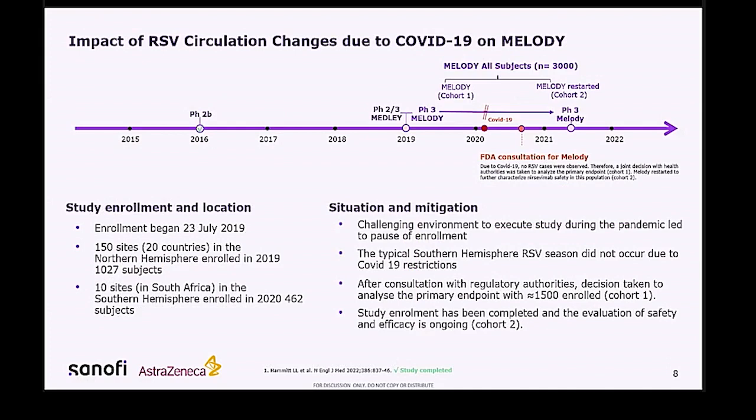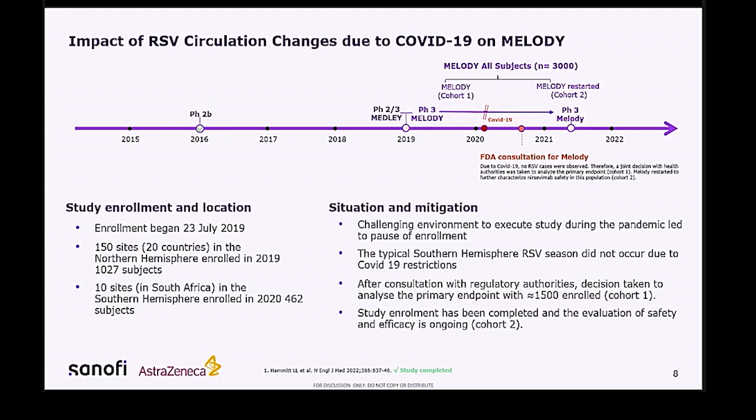Now, turning to COVID, as has been discussed, with so many things, COVID had an immense, although indirect, impact on RSV circulation. The lockdowns and the use of non-pharmaceutical interventions for the prevention of COVID reduced the circulation of RSV to near zero in early 2020. The MELODY study began in July of 2019 and enrolled 1,027 subjects in the 2019 Northern Hemisphere RSV season. The study continued into the Southern Hemisphere, where 462 subjects were enrolled in South Africa, but there were no cases in either arm.